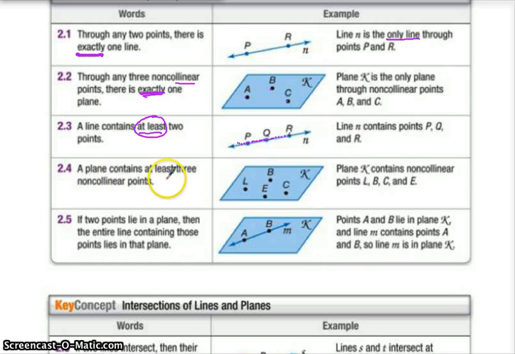2.4, a plane contains at least 3 non-collinear points. So of course, at least, can we draw more points on this plane? Of course we can. That's where the words at least come in, meaning greater than or equal to.